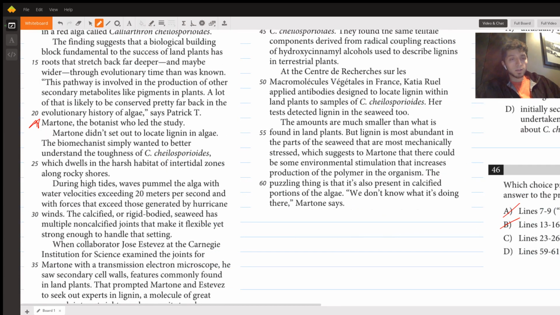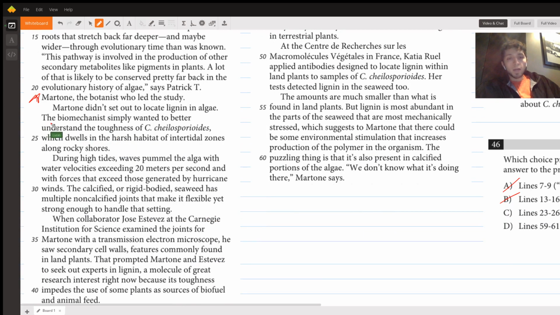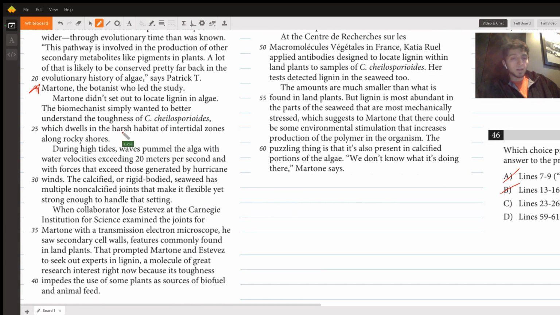23 to 26 says, the biomechanist simply wanted to better understand the toughness of this algae, I'm not going to say it, or attempt to say it, which dwells in the harsh habitat of intertidal zones along rocky shores. And another rule that I'm going to invoke here is what I call the pronoun rule. Anytime you get something that's mentioned like the biomechanist or it or they, any sort of pronoun or reference, make sure you understand who's being talked about. In this case, it's Martone. He's the biomechanist.